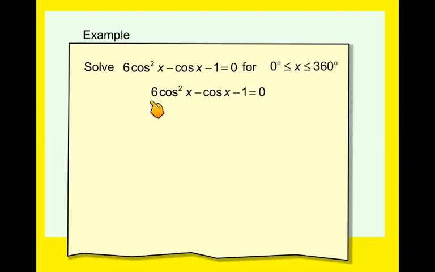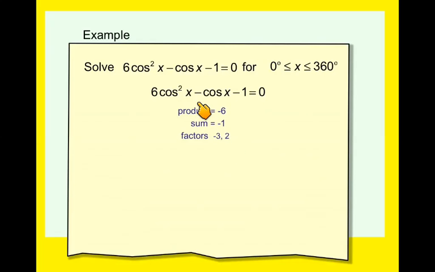So first of all we find the product, which we do 6 times minus 1 to get minus 6, and then we take the middle term, which we'll call the sum, that's minus 1, the number in front of the cos x. Then we ask ourselves, what two numbers multiplied together get minus 6 and add to get minus 1? These are called factors, which we can call minus 3 and 2.